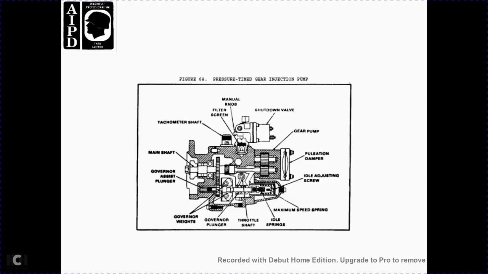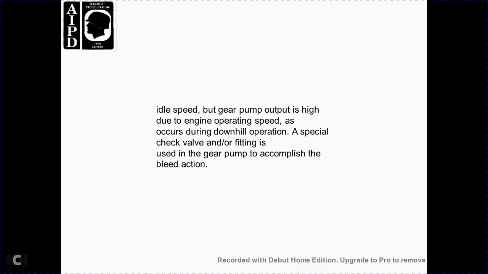The tachometer shaft, the filter screen, the manual cans with the shutdown valve of the gear pump, the pulsating damper, the idle adjusting screw, the maximum speed spring, the idle spring, the throttle shaft, the governor plunger, the governor assist plunger, the main shaft of the tachometer shaft. Idle speed of the gear pump output if the engine is over operating speed, such as during downhill operation, a special check valve and other fitting of the gear pump accomplish the bleeding action.